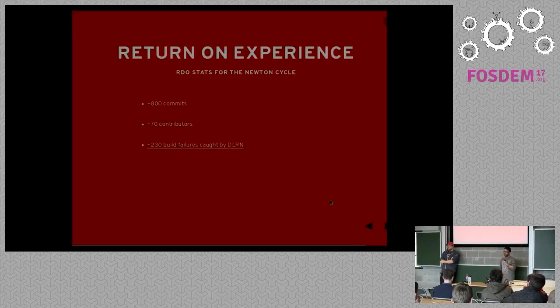We also caught through DeLorean in the master branch about 230 build failures. So it's about 1.5 build failures per day, but we don't have build failures every day. It's mostly early in the cycle or just before release candidates. We can get two weeks with no build failure, and just before the release candidate, we can get 30 build failures at once. But it allows us to detect build issues early.